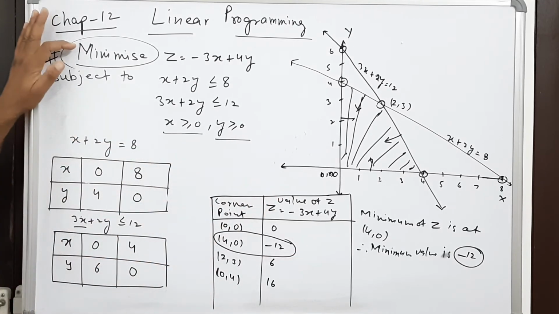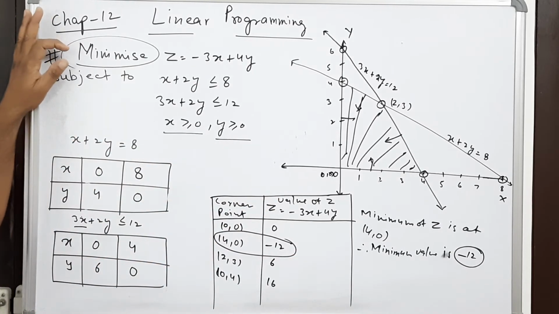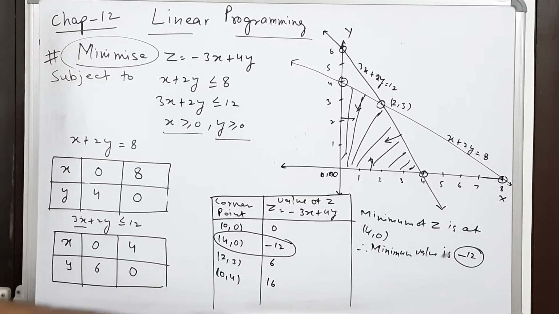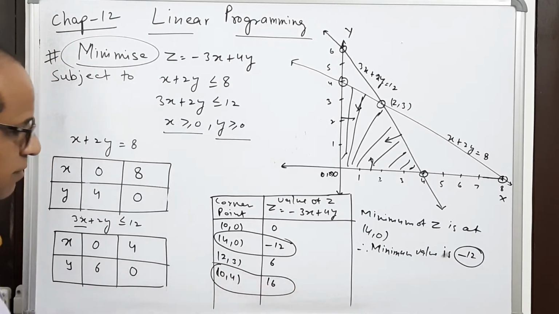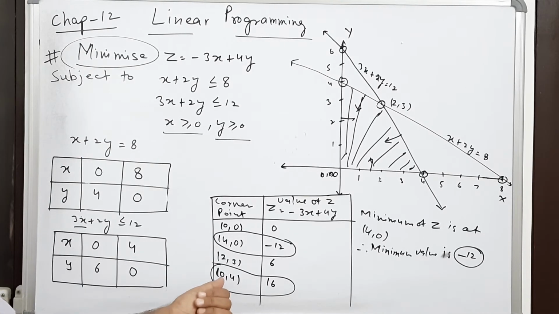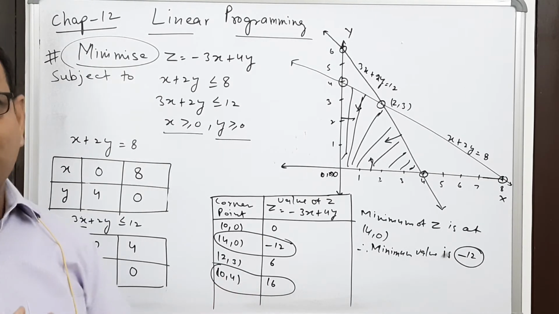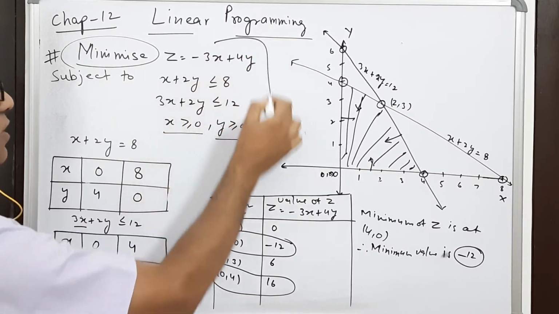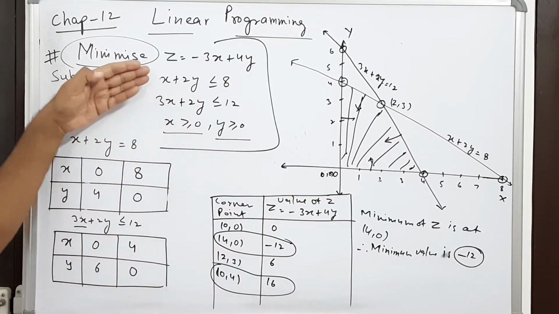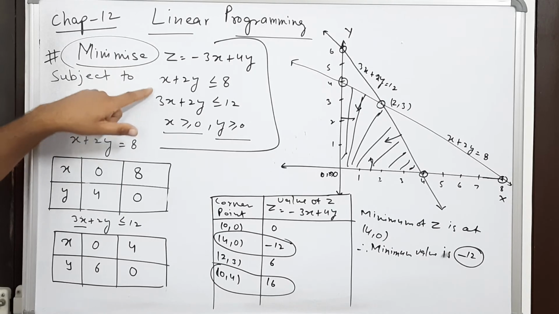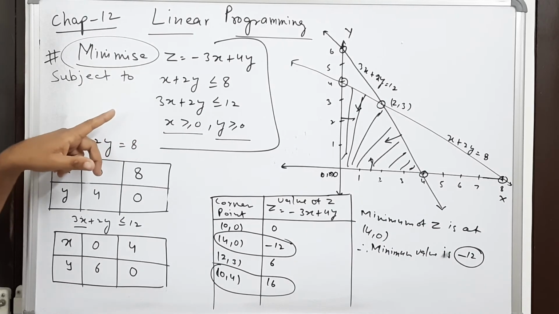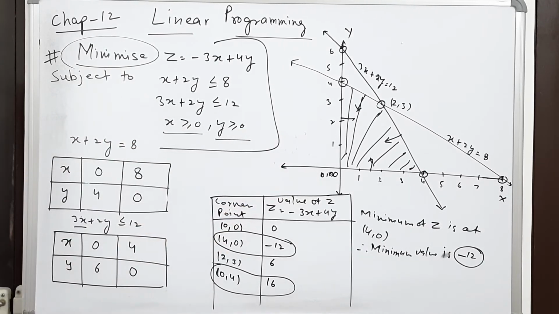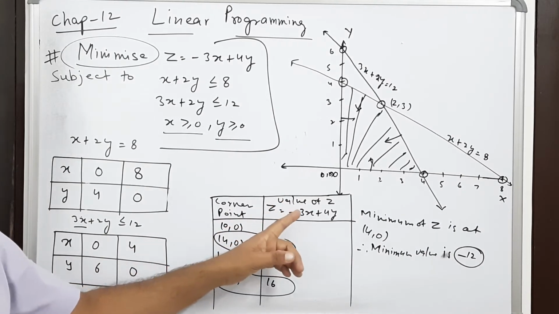Suppose in this problem there is one more sum, find the maximum value also. Then where is the maximum value? Look here. The maximum value is at 0 comma 4, and the maximum value is 60. So in this way we solve a given linear programming problem. Here there are two linear inequations, there can be more than two also. Then accordingly we will find the feasible region and calculate the corner points.